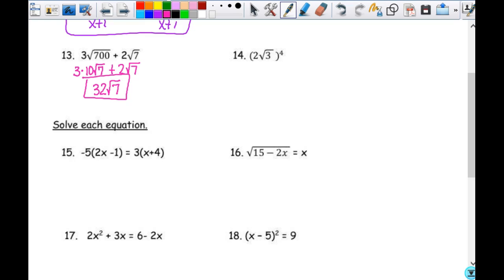All right, then 2 square root of 3 to the 4th power. I've got to take 2 to the 4th power and the square root of 3 to the 4th power. 2 to the 4th power is 16. Then the square root of 3 to the 4th power. So the square root of 3 squared is just 3, and then 3 squared is 9. So I end up with 16 times 9, which is 144.